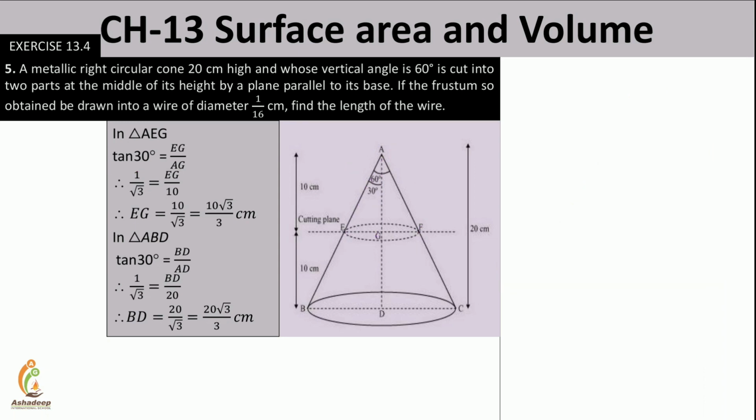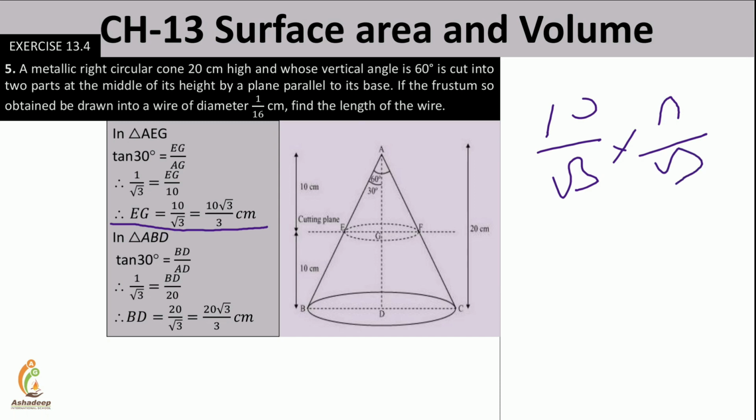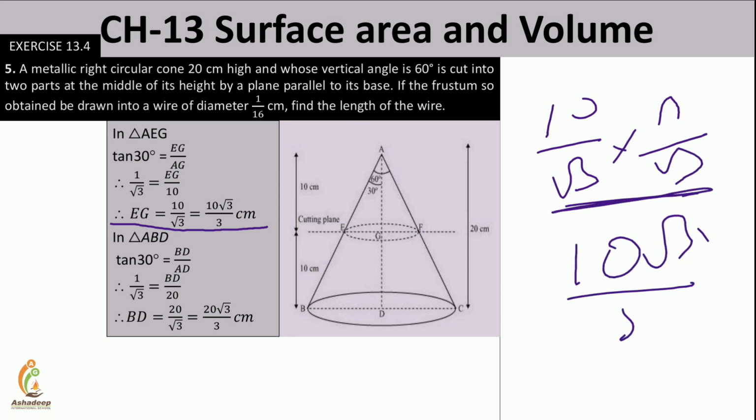Now the value of tan 30 is 1 upon root 3 and the value of AG is equal to 10. EG is equal to 10 upon root 3, which is equal to 10 root 3 upon 3. Why? Because here we'll take the rationalization: 10 upon root 3 into root 3 upon root 3. Root 3 into root 3 is 3. So 10 square root of 3 upon 3 is the answer.